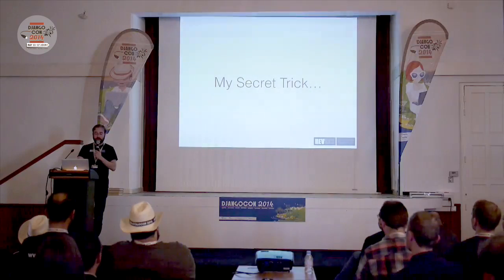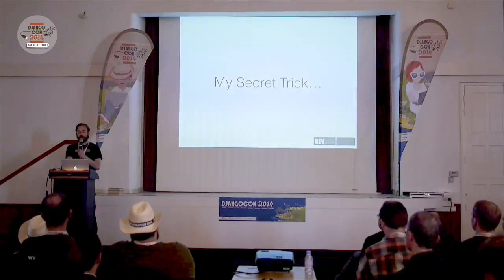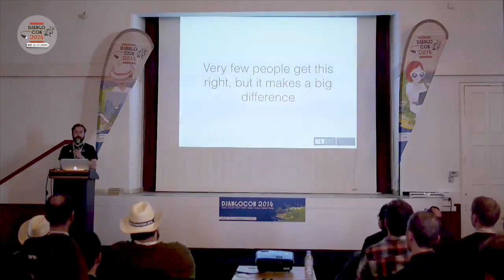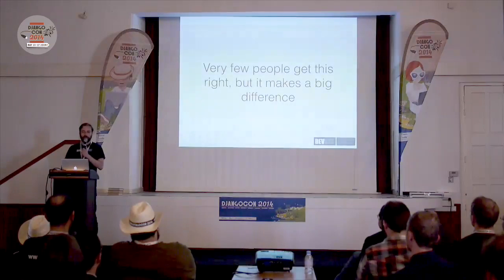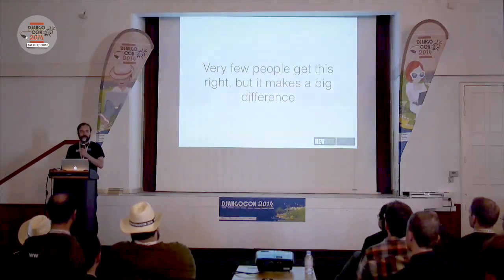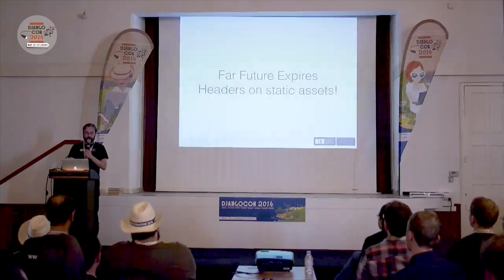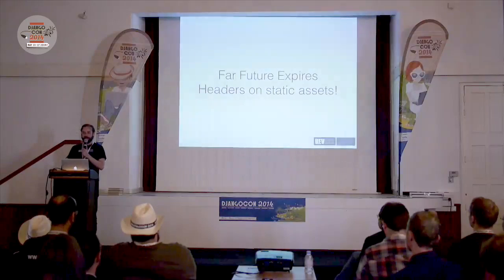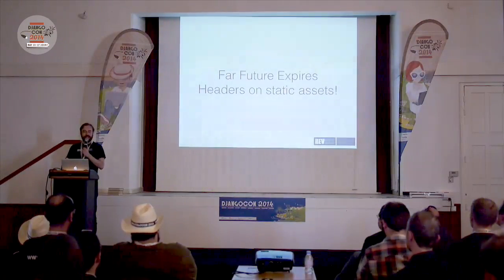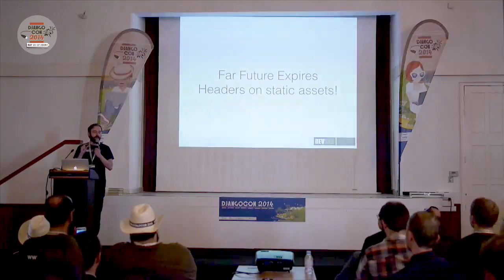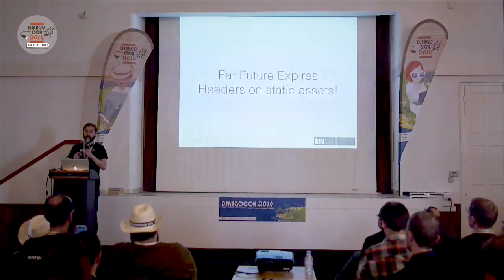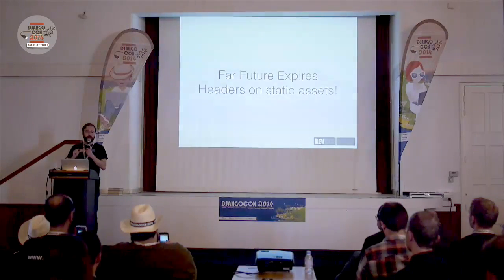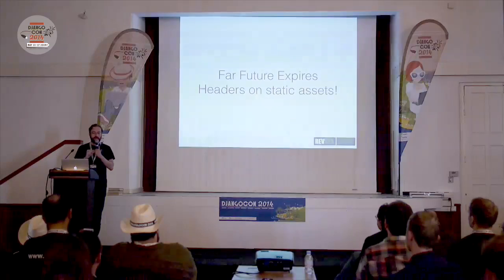So, my absolute secret trick that is not a secret trick. I've talked about it before, lots of people mention it and bring it up, but very few people do this, and it makes the world of difference, and I really encourage you to go and do this to your sites. Far future expire headers on your static assets. Everyone misses this. I don't know why. It's a little harder to do in places like S3 because you have to muck about with Boto's config and set things directly and write a little bit of code. But it makes a world of difference.